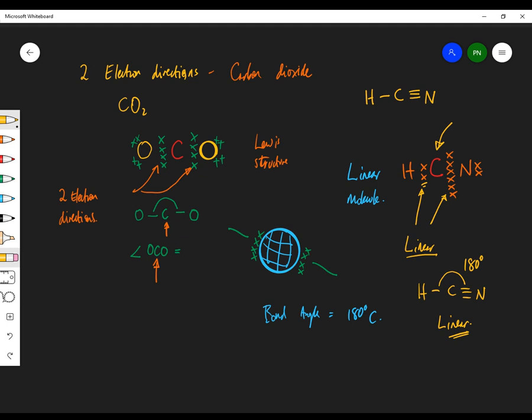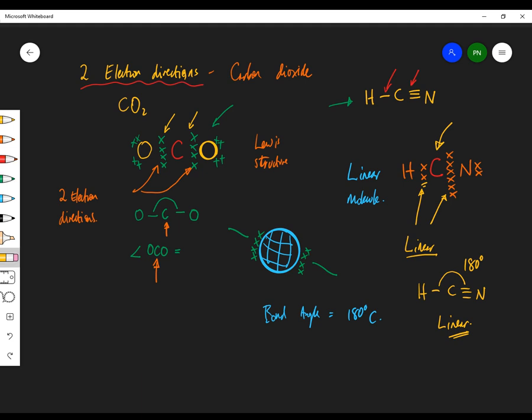Okay, so you can tell if you can draw the dot and cross diagram to find the electron directions, or you can draw the structural formula. If you use the dot and cross diagram, you can see there's 1 electron direction, 2 electron directions. If you use the structural formula, you can see 1 and 2. So if there's 2 electron directions, it's going to be linear. Okay. All right, and that's it. That's 2 electron directions. And the example often given is carbon dioxide.